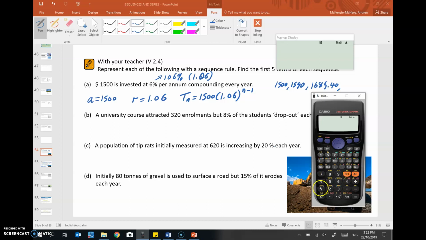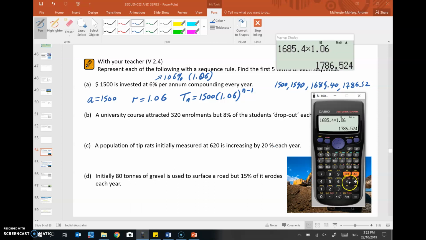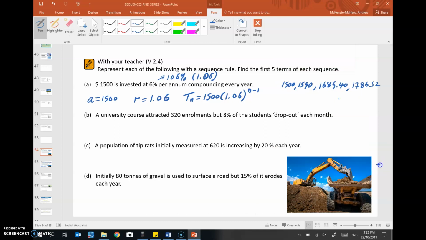Oops, I messed that up a bit. I shouldn't have needed to type that in, but I erased the previous answer, so I'll just have to type that number in again. 1786.52. Okay, if I do this properly, I can just push multiply by 1.06 without having to type it in again. 1893.72.